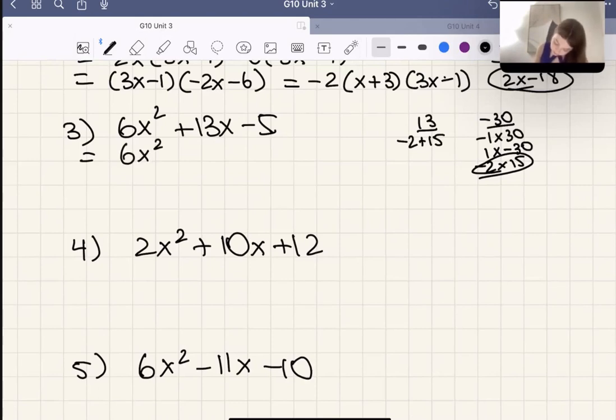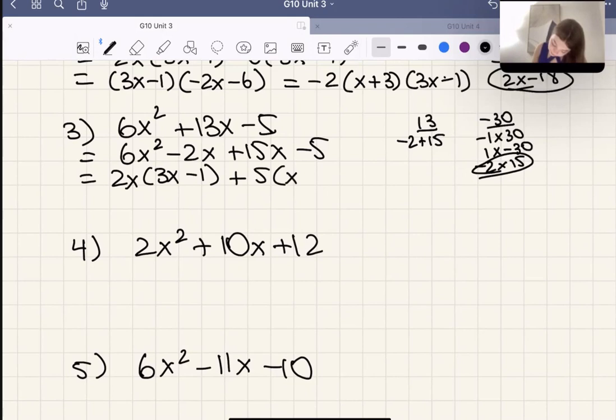6x squared minus 2x plus 15x minus 5. And now we're going to common factor the first two terms and get 2x times 3x minus 1. And then over here, I'm going to factor out a 5, like that. And then I'm going to finish up the factoring by grouping. And there we go. We did it.